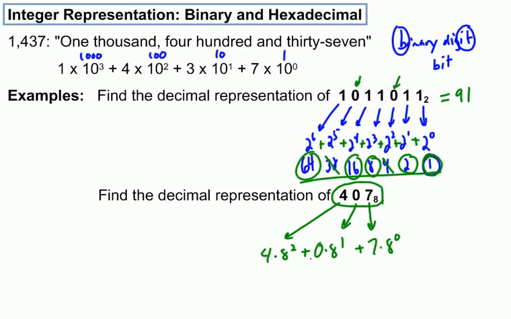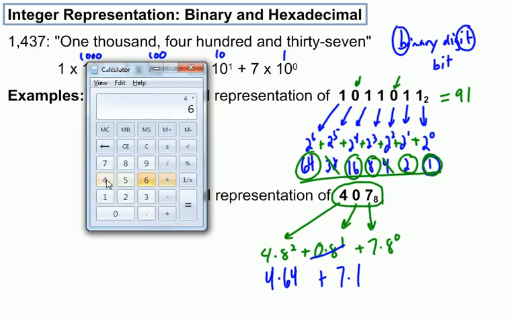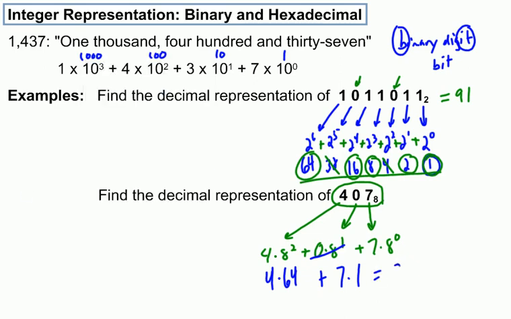Okay? Now, the 0 doesn't really matter there. 8 squared is 64, so we have 4 times 64. This is a times, not a decimal. Let me just rewrite that so it looks a little bit cleaner. 4 times 64 plus 7 times 1. Right? And if we get our calculator out again, 4 times 64, right, 256, plus 7 would be 263.